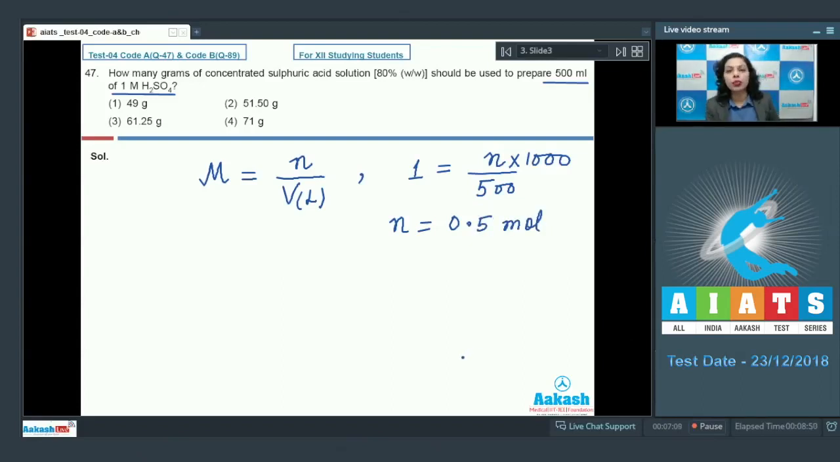of H2SO4. Now what would be the weight? We know that this N value is given by mass divided by the molar mass of H2SO4. I'm just writing here mm for molar mass.